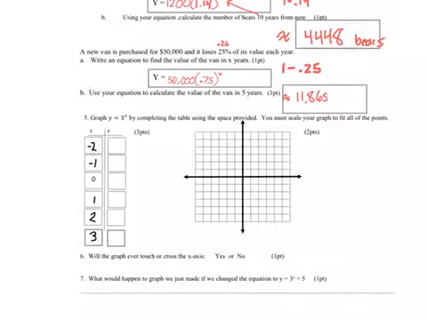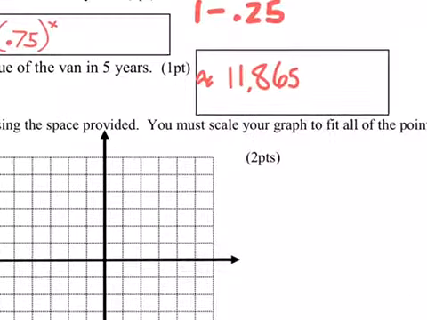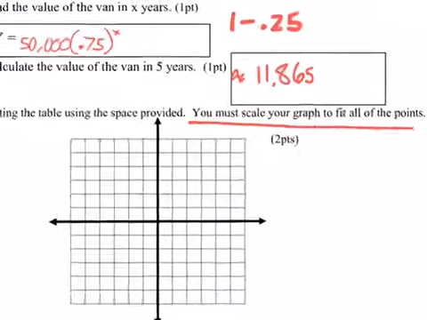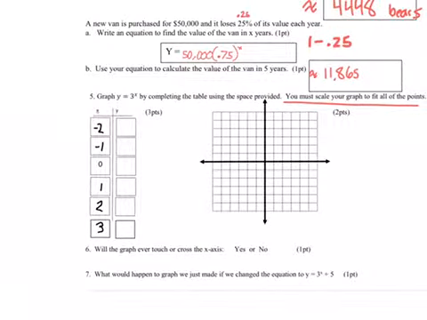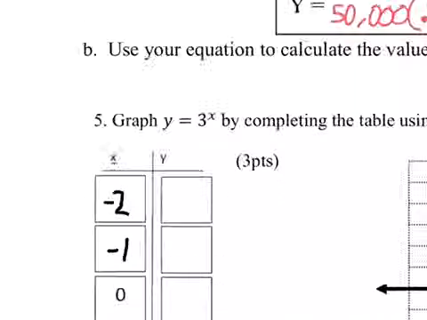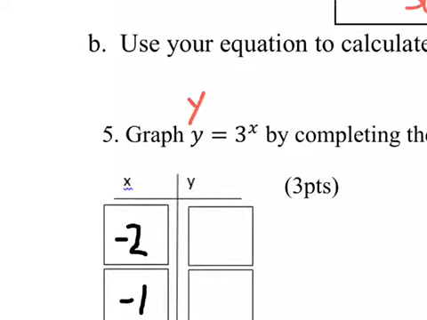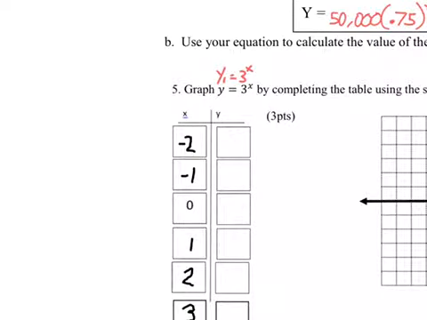So here we're asked to graph y equals 3 to the x. And the important part of this one is we're going to need to scale our graph so that all the points fit. Now, there's 2 ways of doing this. One is you could go into your calculator and enter into y1, 3 to the x, and look at the table, go to second graph, which takes you to the table, and match up the values.